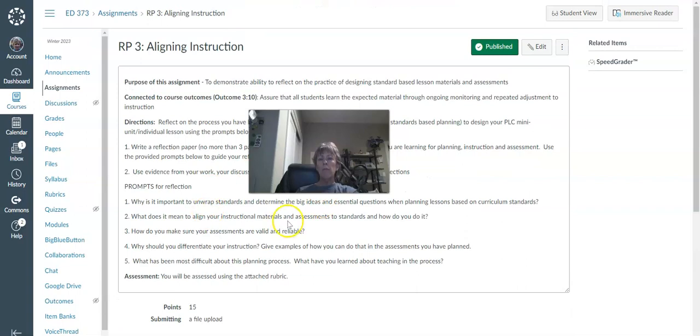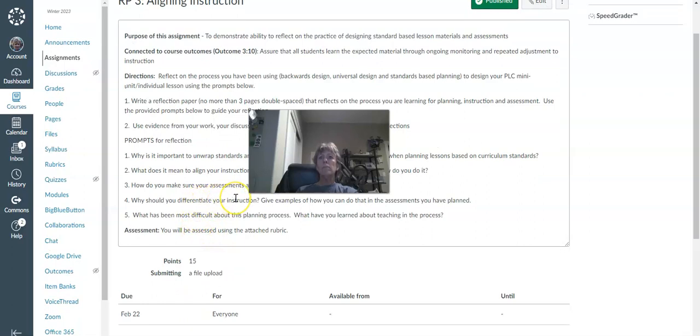So that one, remember, these are worth quite a bit of points. So make sure you spend adequate amount of time reflecting on the prompts, but also providing evidence. So like give examples of how you can do that in an assessment that you planned. So referencing the text, referencing discussions we've had in class, referencing discussions you've had in your PLC groups.